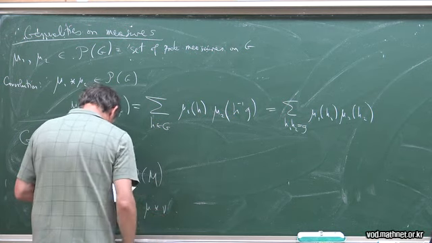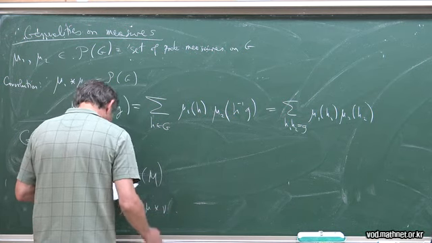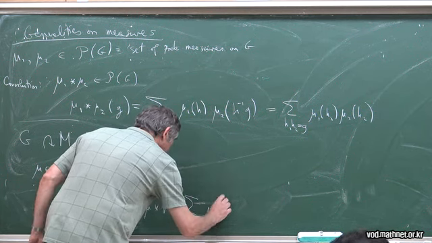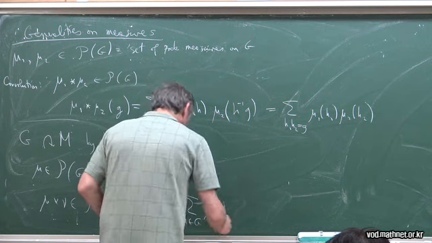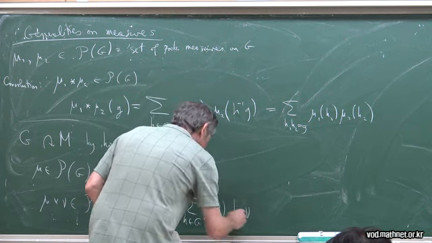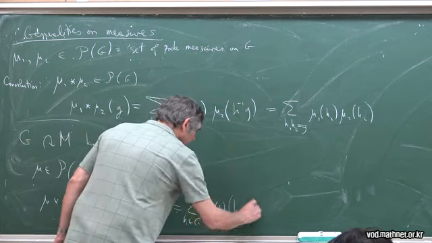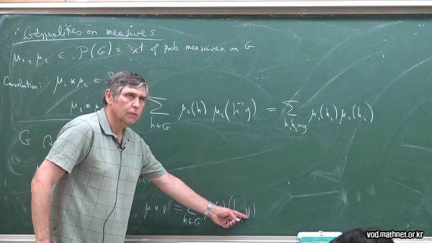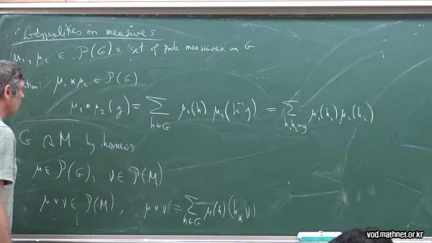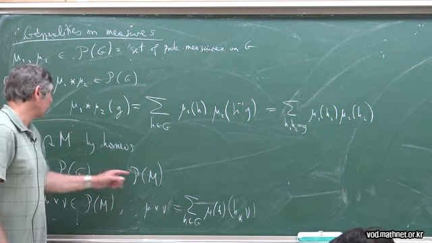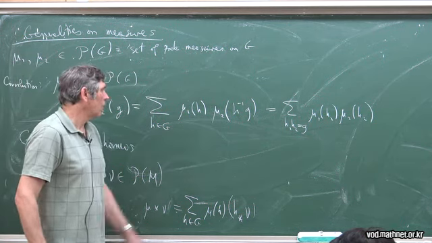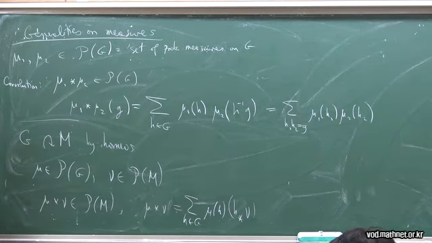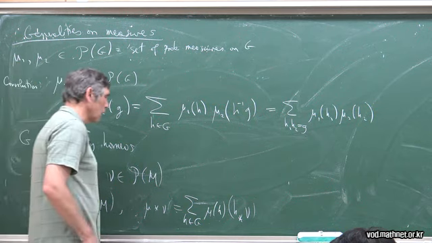Okay, let's do it like this. This is the sum over all H in G of mu of H times H star of nu. So this is the push forward. H is a homeomorphism of M, and I can push forward the measure by this homeomorphism. In the case when M is equal to G, you get the same formula. The push forward by H is really H inverse G, right?